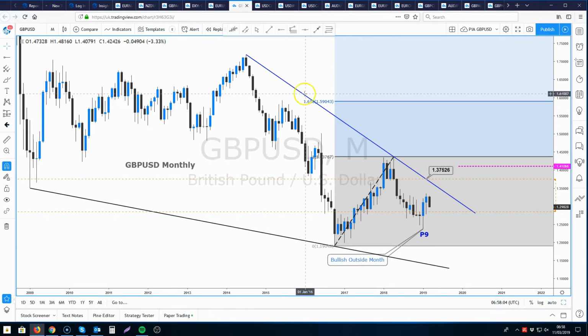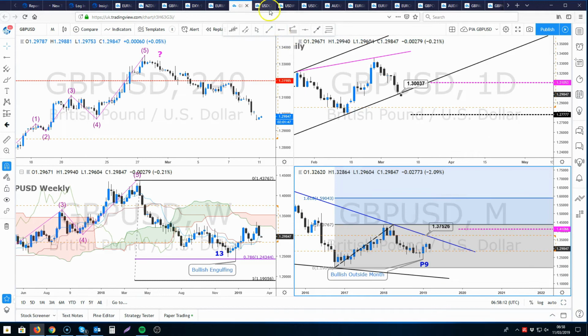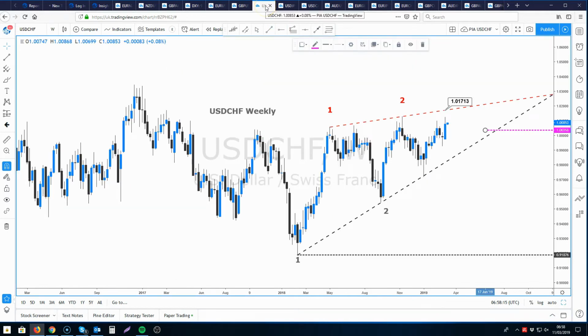Looks like a large ending wedge formation which has an eventual bias to get up here, which would be nice if you're going to America for your holidays. Dollar Swiss again, it's highlighting limited buying in the dollar, but intraday we've still got higher highs, higher lows, so we should still be buying on dips.